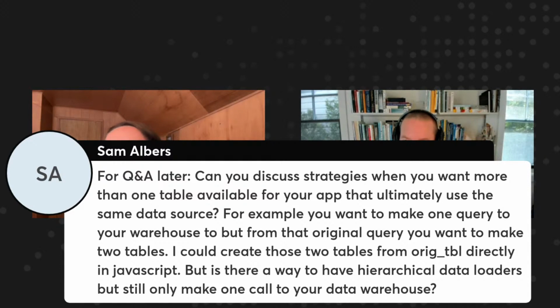Can you discuss strategies when you want to have more than one table available for your app that ultimately uses the same data source? If you want to make a query, for example, from your warehouse, but from that original query you want to produce two tables, I could create those two tables from the original table in JavaScript. Is there a way to have hierarchical data loaders, but still only make one call to your data warehouse?